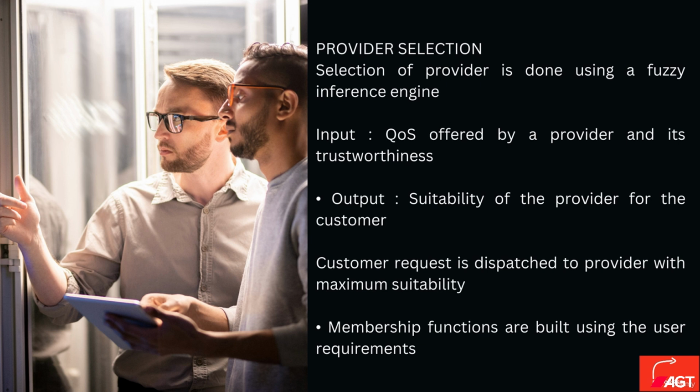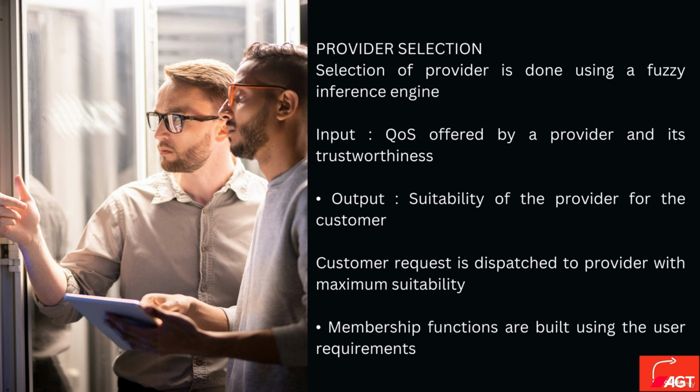The fuzzy inference engine determines the provider's suitability for the consumer based on the input parameters. The result is a degree of membership, which illustrates how well the supplier satisfies the demands of the client. Higher membership providers are better suited to meet the needs of the client. Customer request is dispatched to provider with maximum suitability. Following the determination of the provider's suitability, the customer's request is delivered to the provider who meets the highest standards. This makes sure that the supplier with the highest level of membership satisfies the client's needs.